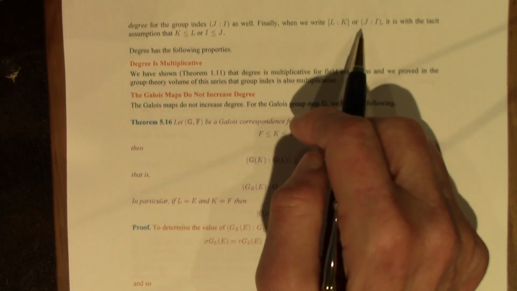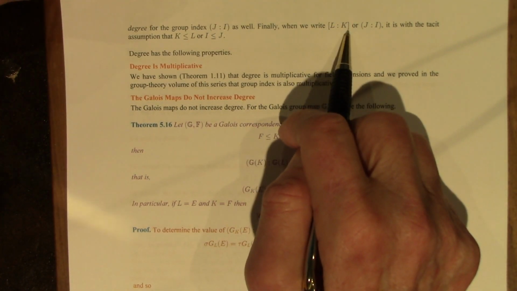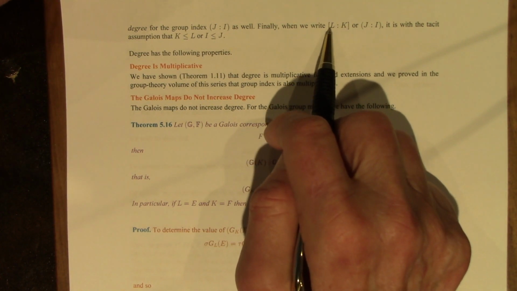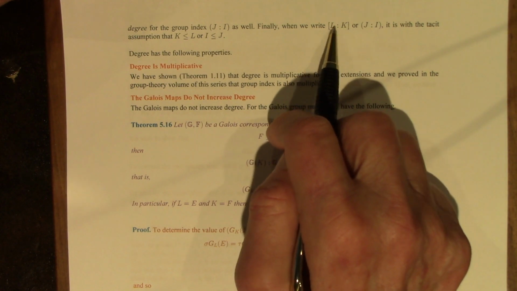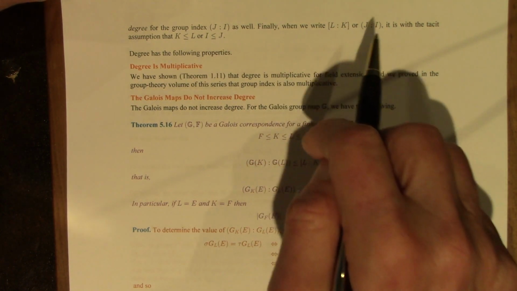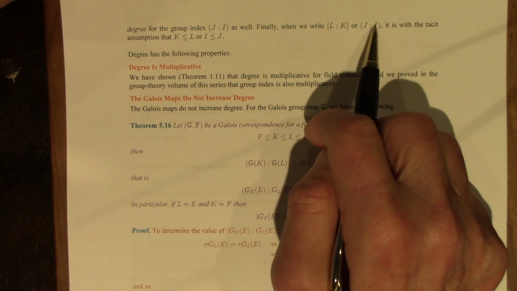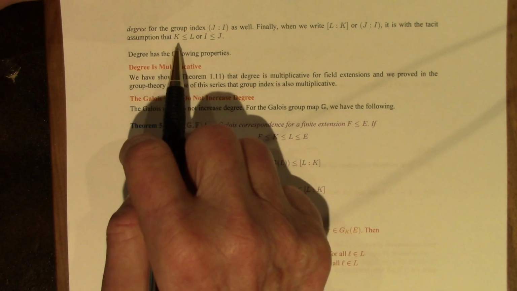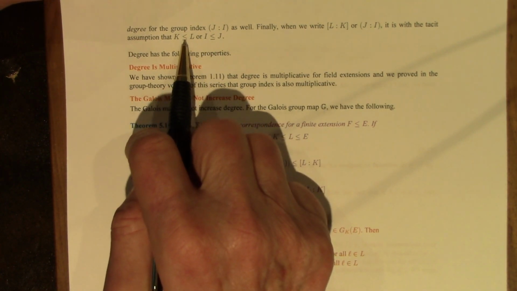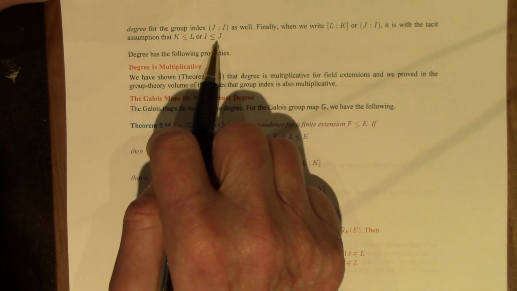And as before, with regard to writing the field degree, it is with the tacit assumption that in this case, K is a subfield of L. And we'll do the same thing for the group index: I must be a subgroup of J. And we use the less than or equal to sign for both subfield and subgroup, so you have to pay attention to the context.